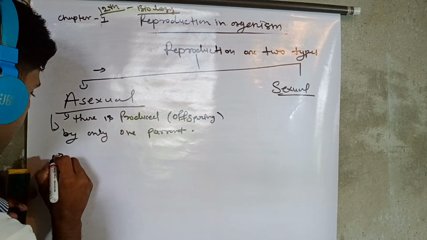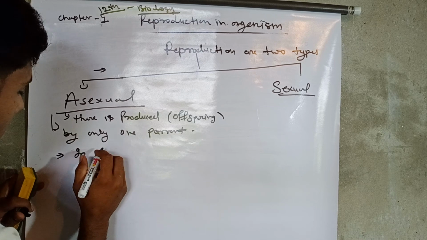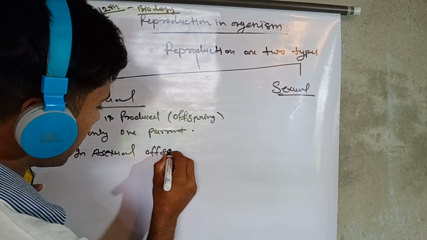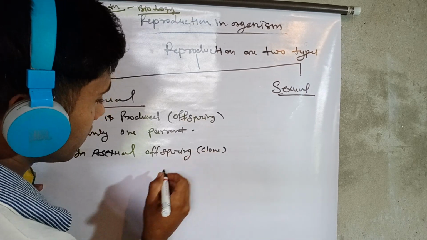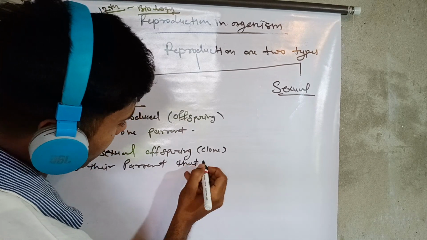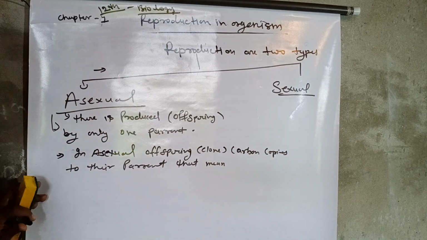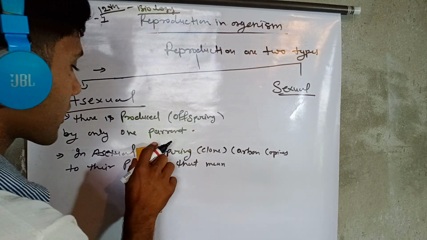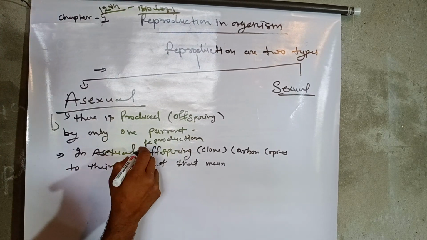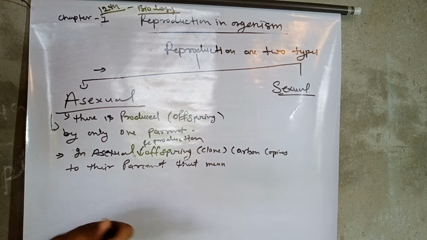Okay students, and in asexual reproduction, offspring are clones of their parent. Clone means, students, carbon copies. In asexual reproduction, offspring are clones and carbon copies of their parent.